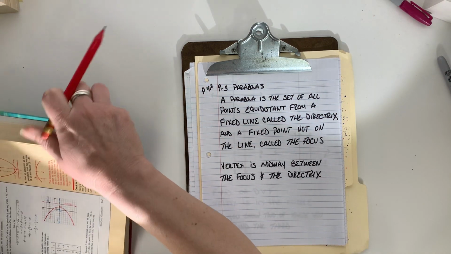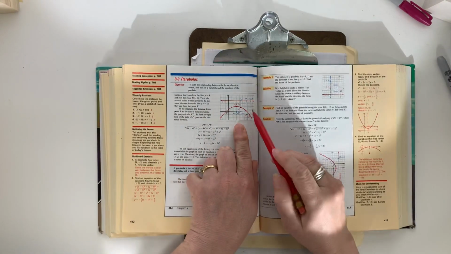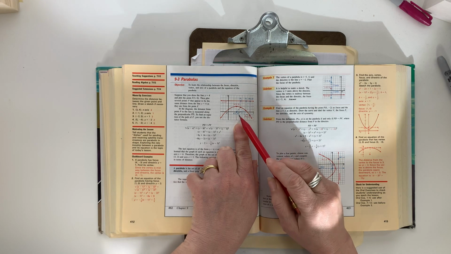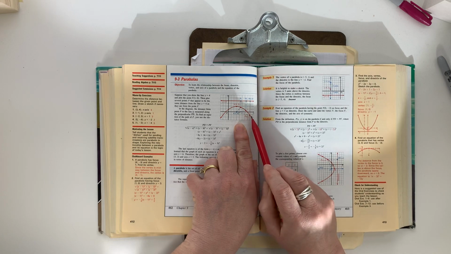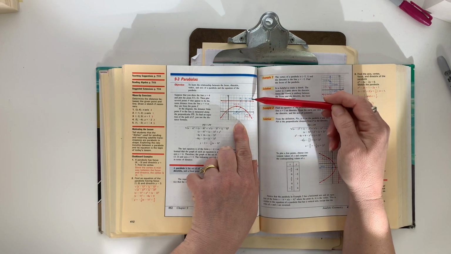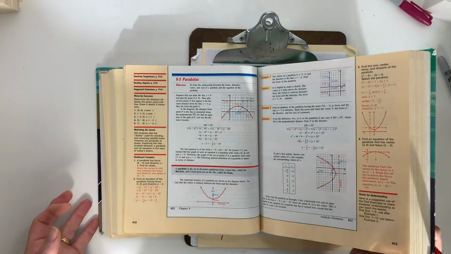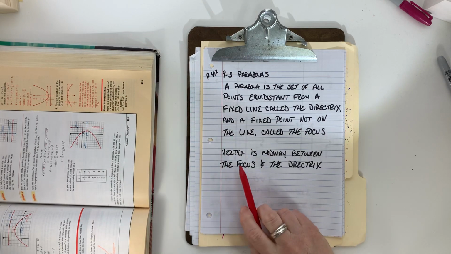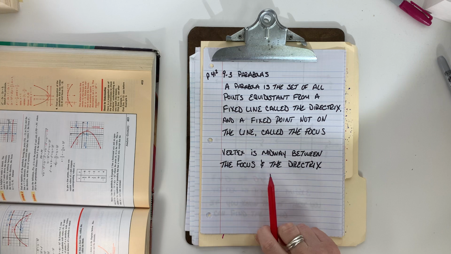So I'm on page 412 here, and they have a very good picture of these equidistant points. If you're interested, take a look on page 412, and it shows how all the points on the parabola are equidistant between the directrix and the focus. Okay, so what does this mean for us? First of all, what you're going to notice is that the vertex is midway between the focus and the directrix.